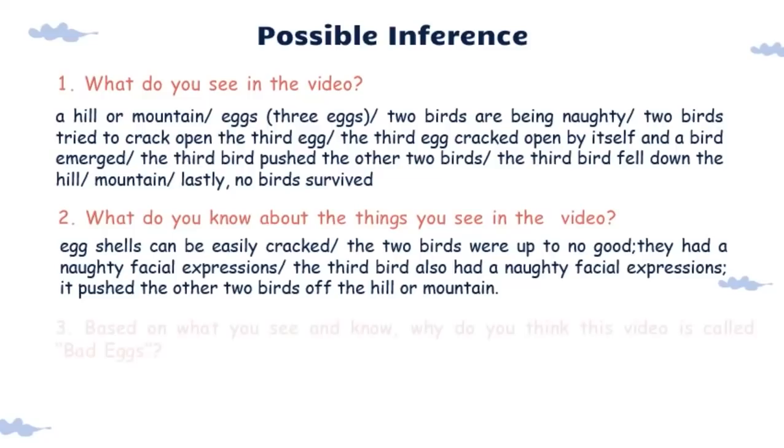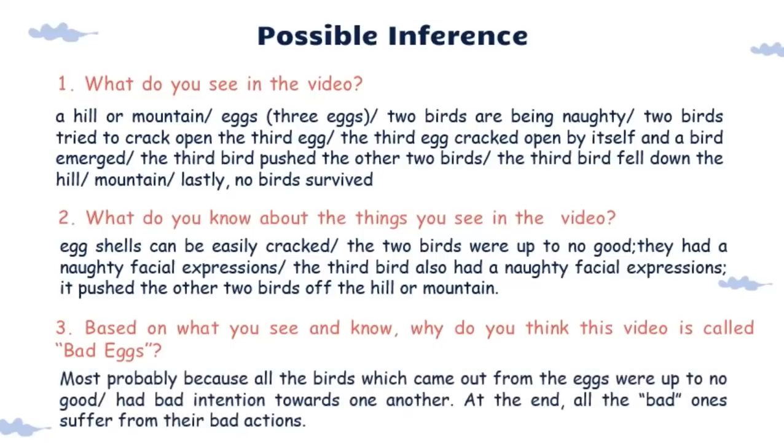Based on what you see and know, why do you think this video is called Bad Eggs? So based on the information given in the video, and based on what we saw in the video, and then relate it to what we know, what conclusion can we make? Okay, this is one possible inference or conclusion. Most probably because all the birds which came out from the eggs were up to no good. They had bad intention towards one another. At the end, all the bad ones, all the bad eggs suffer from their bad actions. Most probably that is why the video is called Bad Eggs.